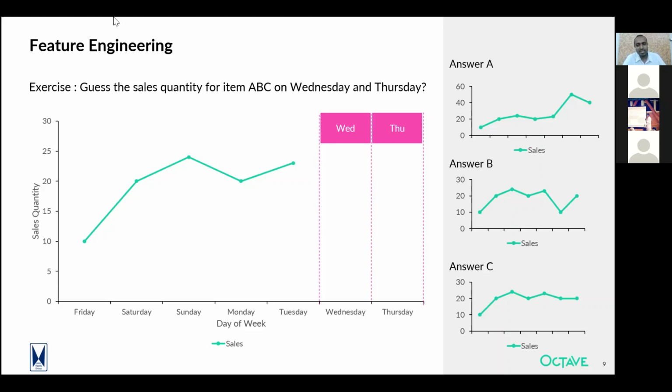Now it will be a little bit easier to understand now that we know the day of the week. So Anuk, you are saying now we have more features to identify the sales, right? Yes, an additional feature, that is the day of the week.